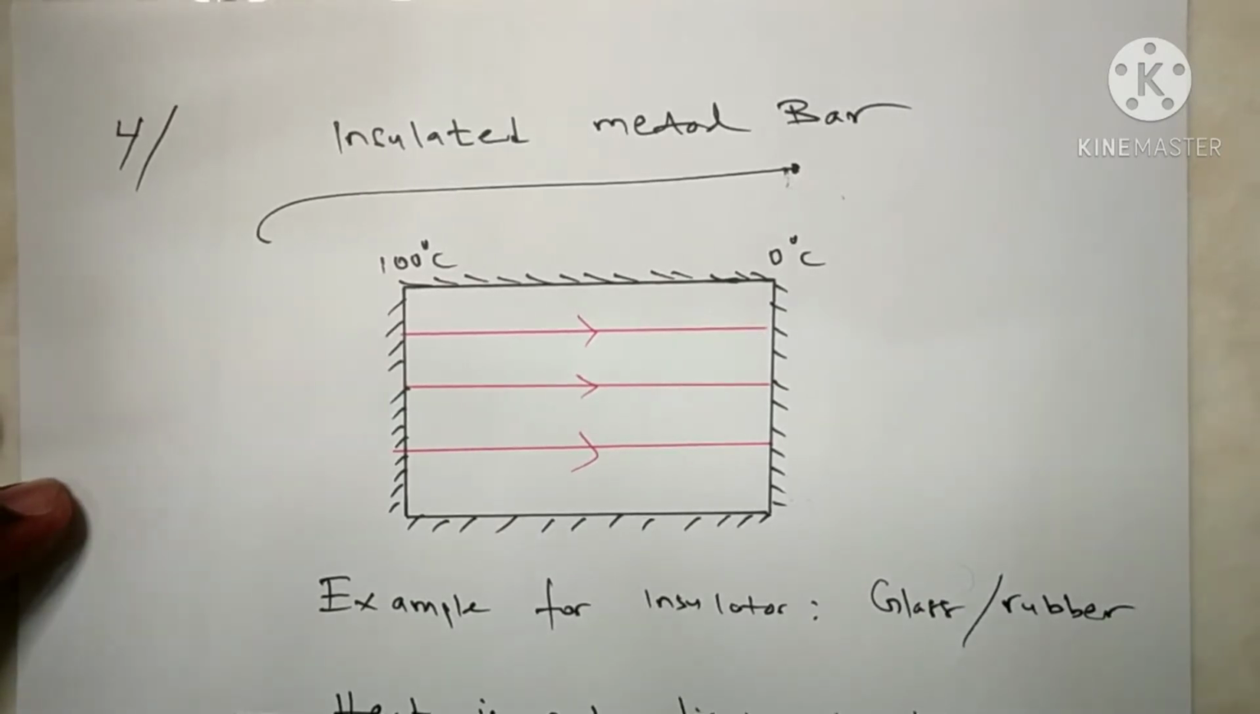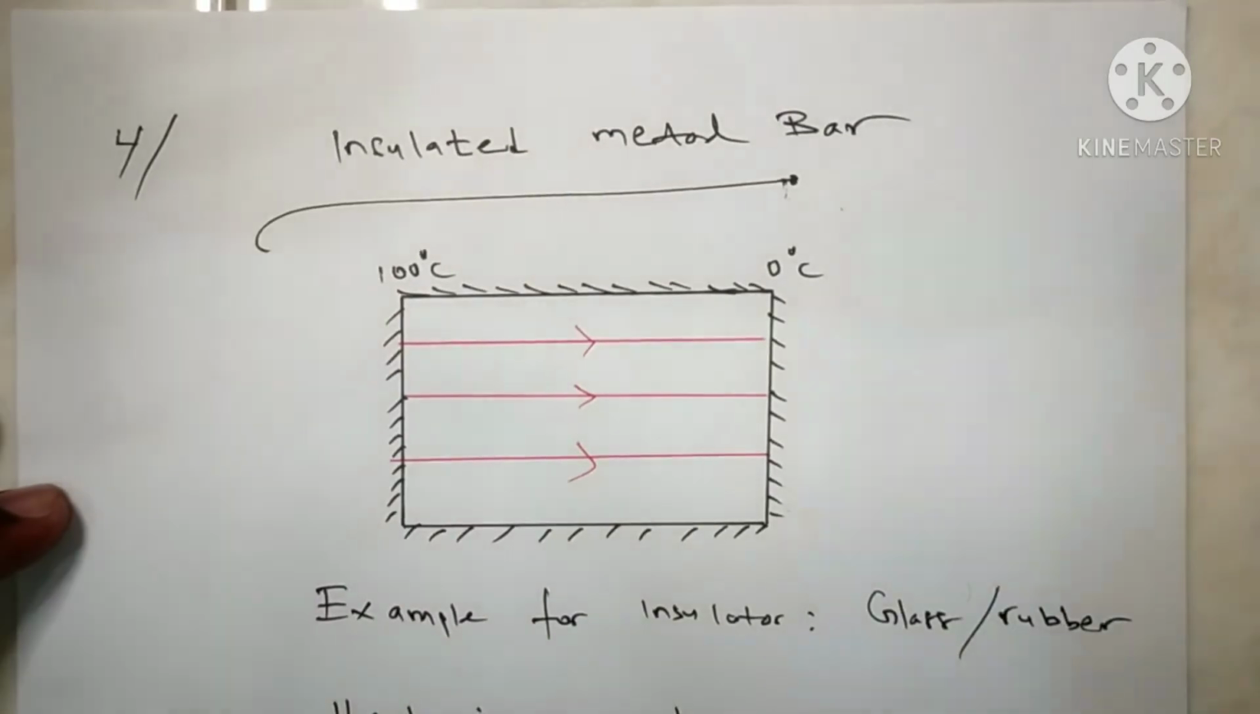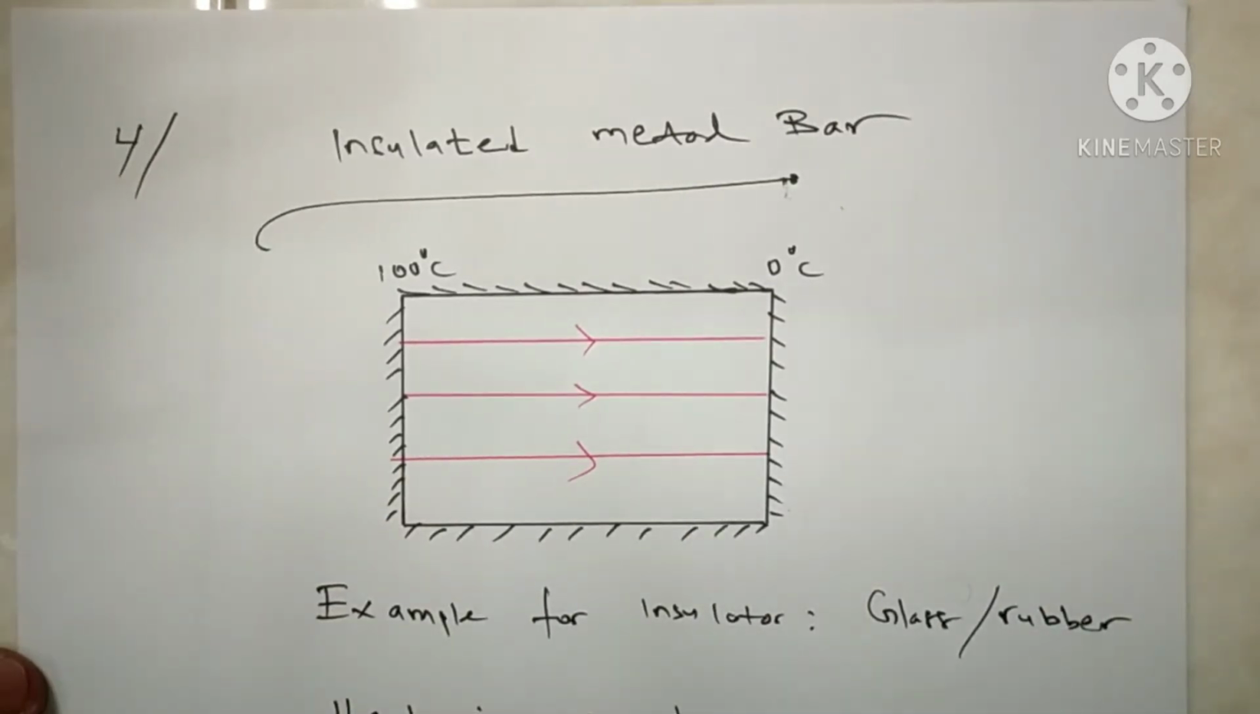Once we understand that energy is transferred from higher temperature to lower temperature, let us see how heat is transferred in an insulated metal bar and a non-insulated metal bar. Now, let us see the insulated metal bar. Examples of insulators are glass or rubber. If the metal bar is completely covered with a good insulator, there is no heat loss from the sides of the metal bar.